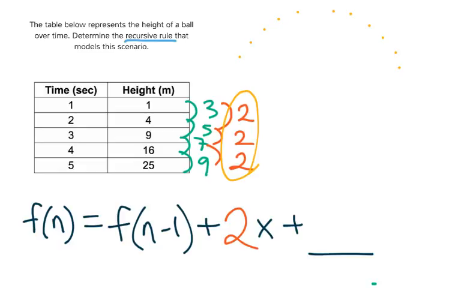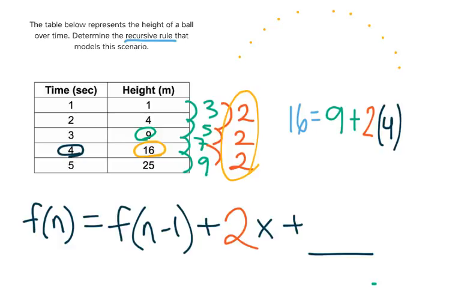So let's think about this. Let's say I want to find the fourth value here. I want to find 16. So 16 equals the previous value, which is 9, plus 2 times x, and x here in this case is 4, plus some value here. So we get 16 equals, well, 2 times 4 is 8, plus 9 is 17. And the only way that we can make 16 equal 17 is if this value here is a -1. So we're going to subtract 1, and that's how we get 16.